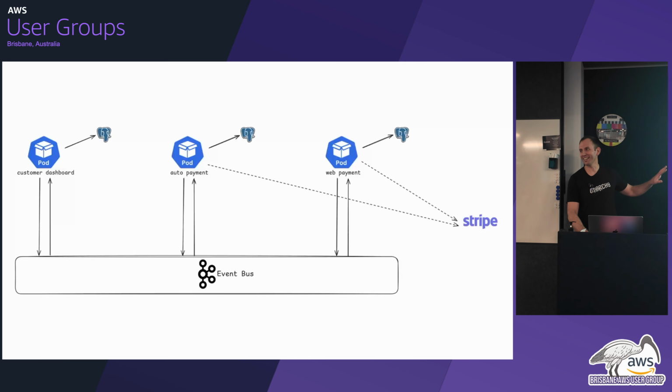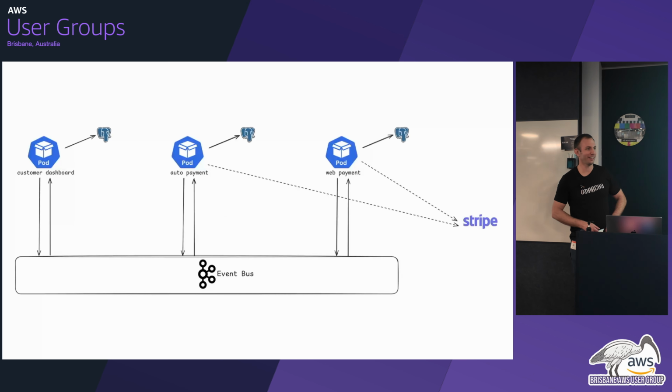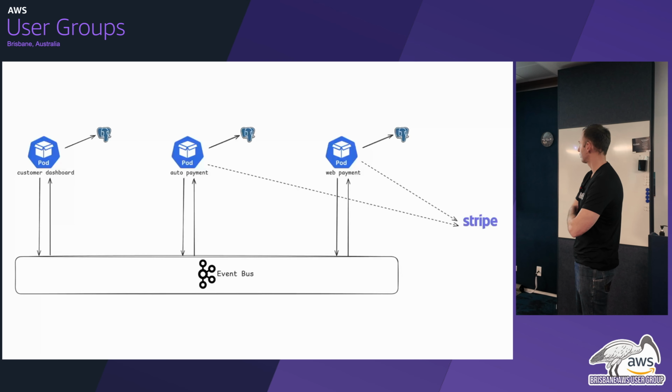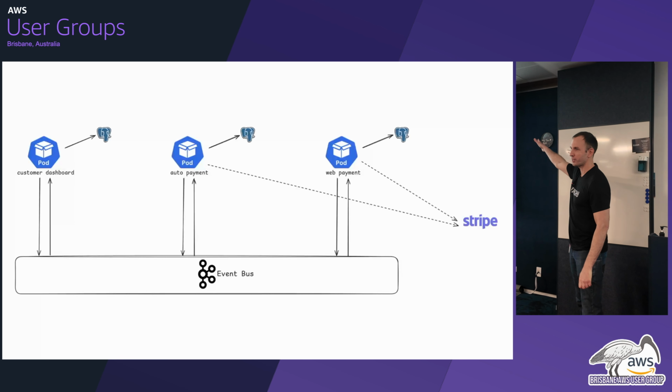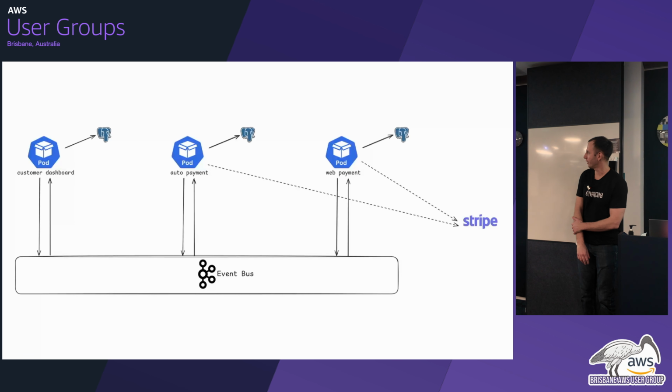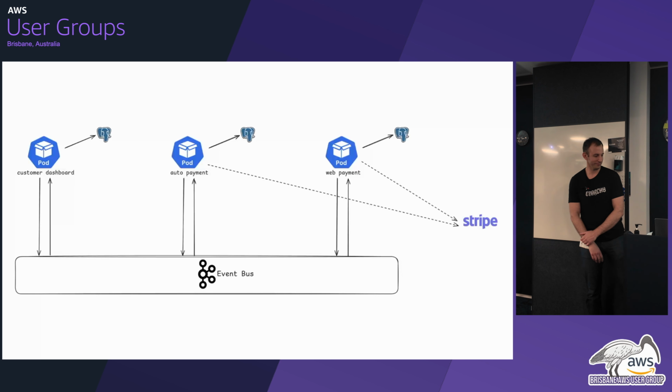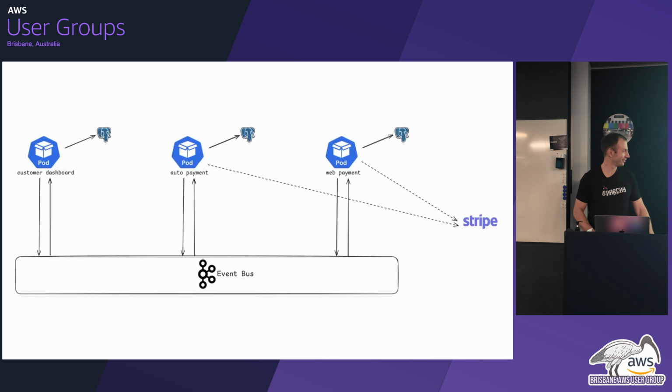Yeah, so that's what it looked like. It's my only architecture diagram, kind of. They had a bunch of services: the customer dashboard, order payment system, and a web payment service. And then there was a pub sub on the event bus. What could go wrong, right?